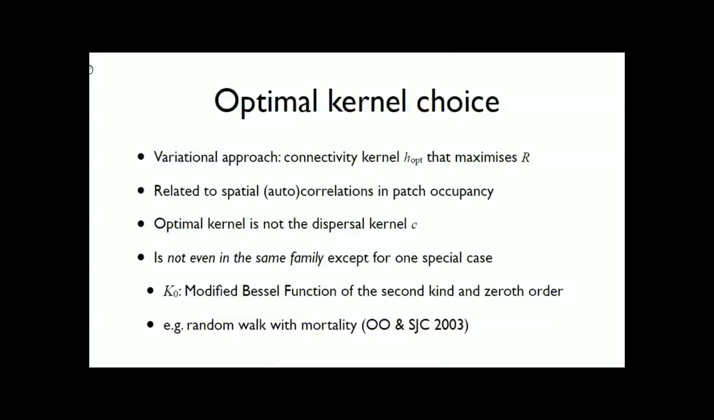And the only exception is when it's one of these modified Bessel functions of the second kind in zeroth order, which I'm sure you're familiar with, because these are actually what emerge when dispersal is caused by a random walk with mortality. So this is a paper that I wrote with Otso some years ago on that topic. So these things might look unfamiliar, but actually they crop up in many situations.